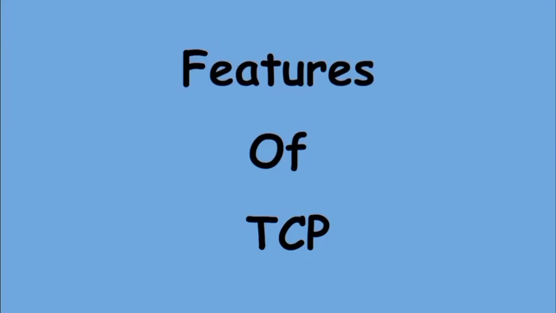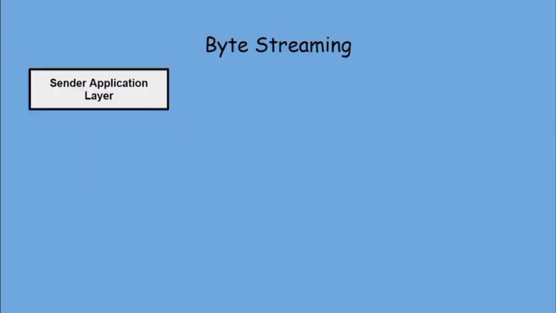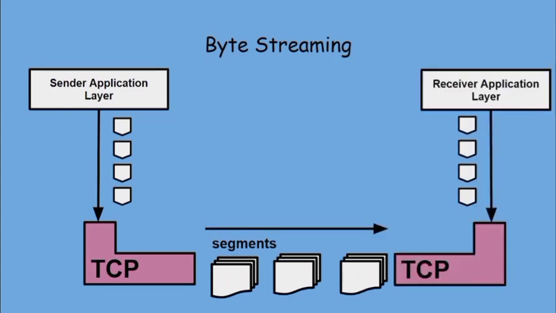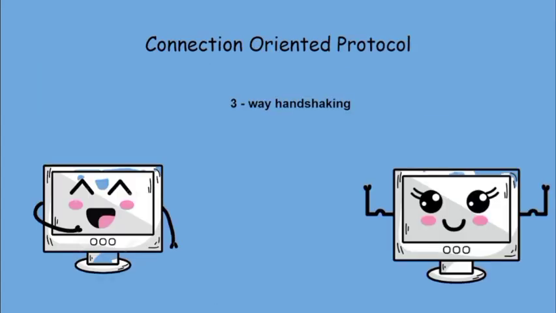Let's look at the features of TCP. First feature is byte streaming. Whatever bytes are obtained from the application layer, TCP converts them into segments and sends it to the receiver as shown in this animation. Next, connection-oriented protocol. That is, in TCP, we have three-way handshaking before any data exchange.